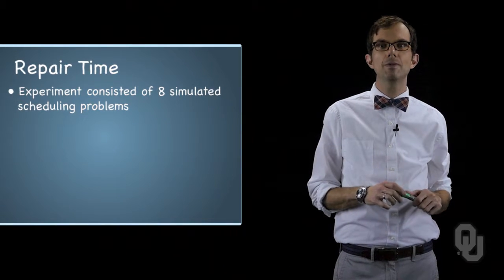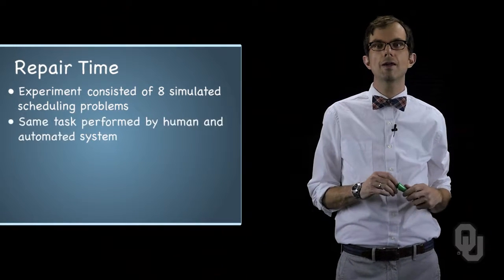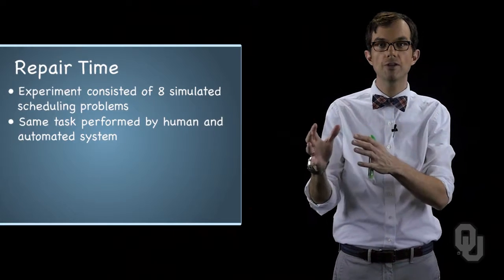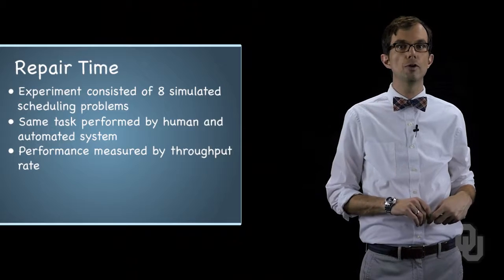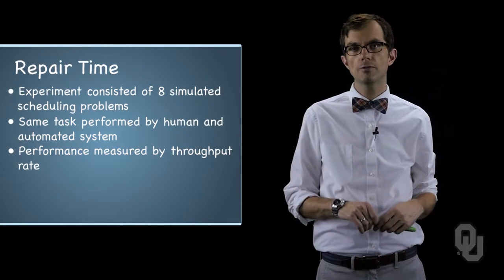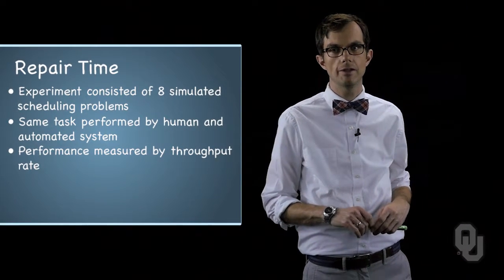Let's do a first example. Engineering researchers compared human real-time scheduling in a processing environment to an automated approach that utilizes computerized robots and sensing devices. The experiment consisted of 8 simulated scheduling problems, and the same task was performed by both human schedulers and an automated system. Performance was measured by throughput rate, or the number of good jobs produced weighted by product quality.